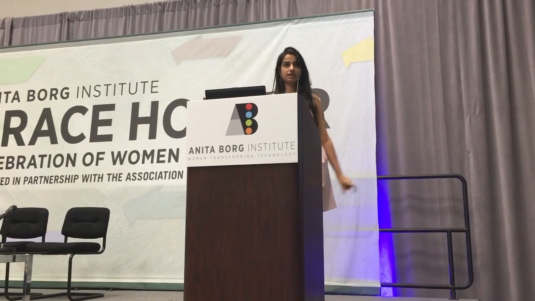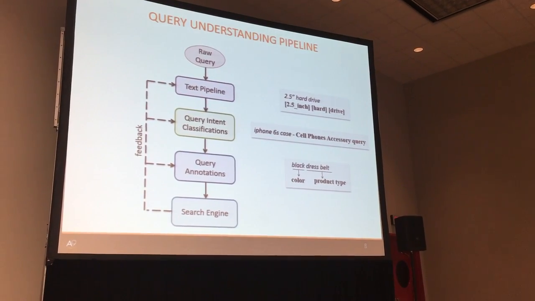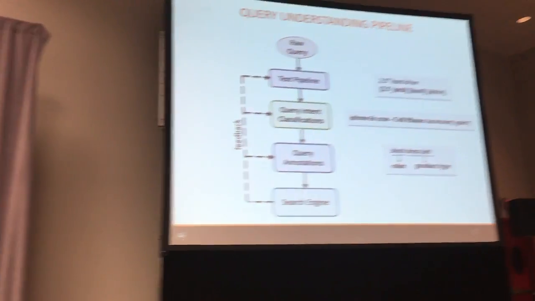Next is query annotation. I'm going to show you more details about this in the forthcoming slides, but in general it is tagging parts of the query. So we know black is a color and dress belt is a product type. It's not dress, it's not belt, but it's dress belt, the whole thing, which is a particular type of belt. Now we provide this information to the search engine, and what we do is basically filtering and ranking and sorts of things that I've showed you. We also try to tag feedback of the user given this, and then we optimize our algorithms based on that.